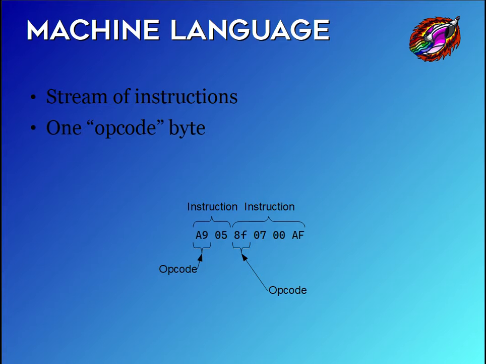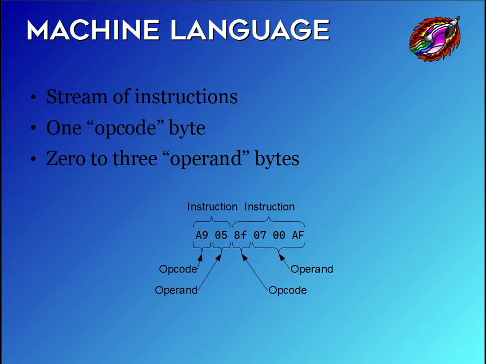The instructions themselves consist of opcodes. There's 1 opcode byte per instruction. It's always the first byte of the instruction. And the opcode is basically telling the processor what function it is to perform for that instruction: adding 2 numbers, subtracting 2 numbers, doing a logical OR, making a decision, that kind of thing.